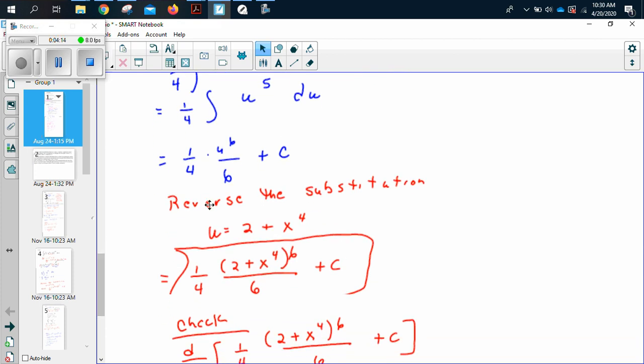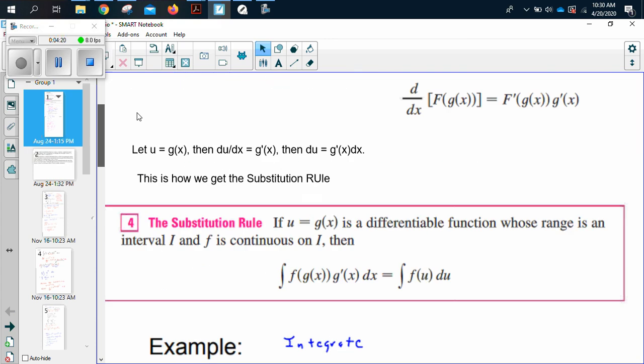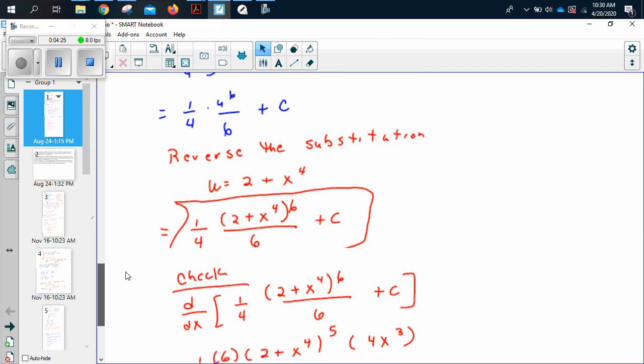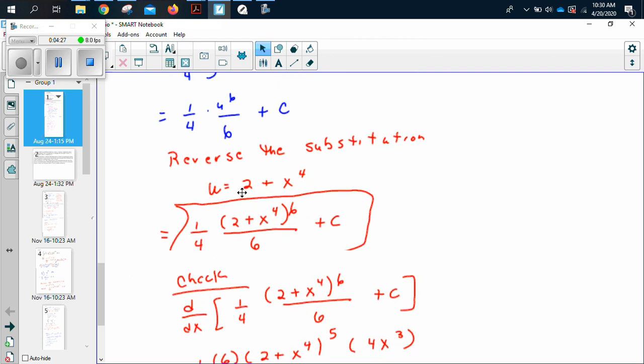And so now I don't want to leave my answer like this. The variable that we started with was x, and so my answer needs to be in terms of x. My substitution was u equals 2 plus x to the 4th. So I just rewrite 2 plus x to the 4th where u is, and then you can multiply that and get 1 over 24.